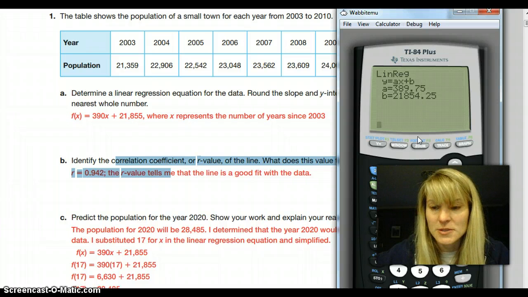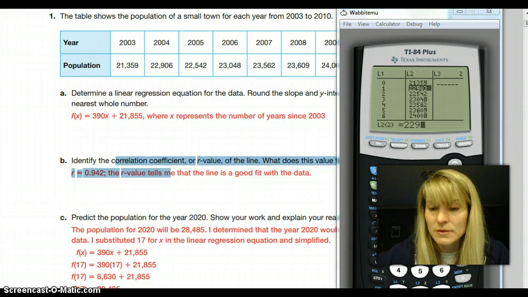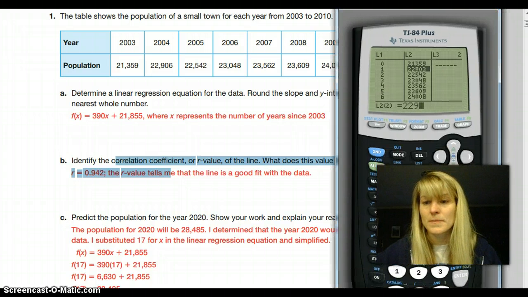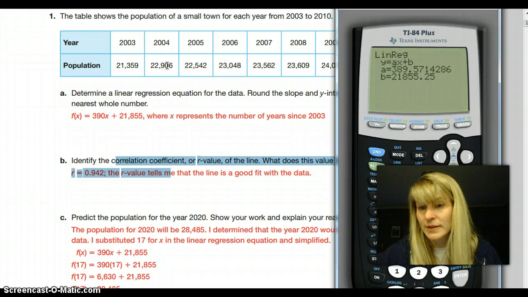So because those don't match, I'm going to go back to my stat and make sure I didn't put something in wrong there. So if I go back and check my numbers, I have 21,359, 22903, but it should be 22906, and that's my problem. So I want to change that to 22906. All right, now let's see if that helps. Stat, calc, 4. And there we go. So you see how just being off by a little bit changed my number?